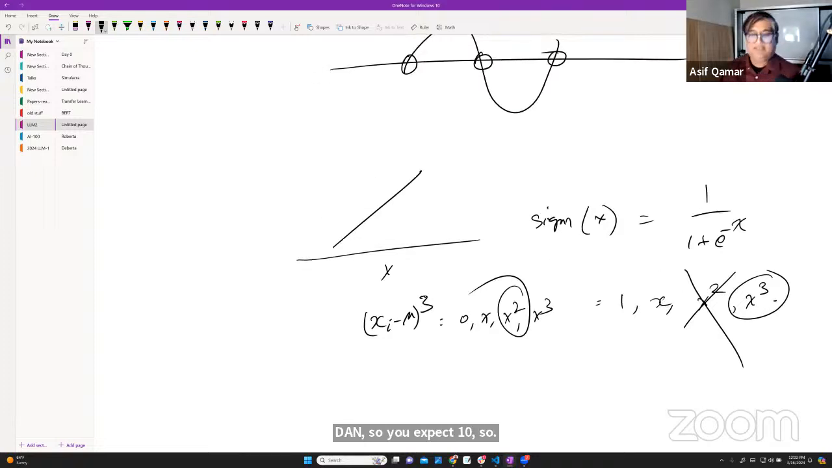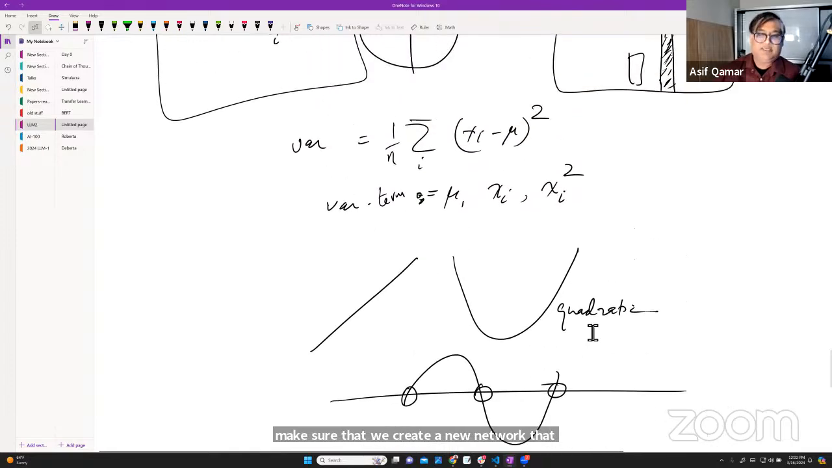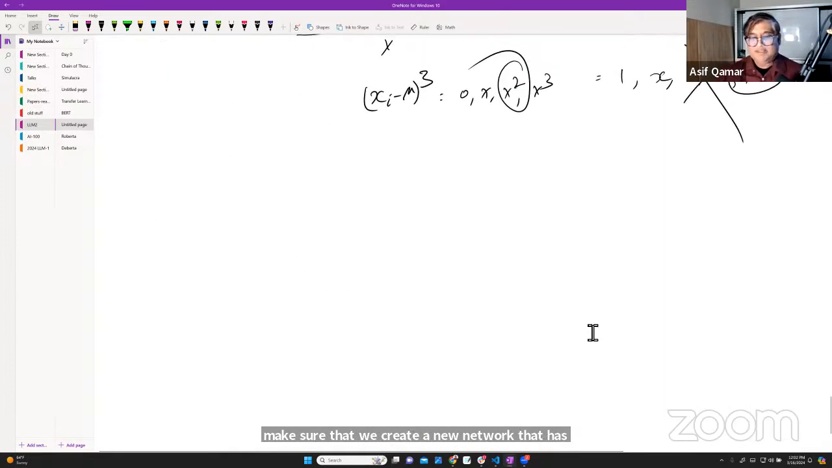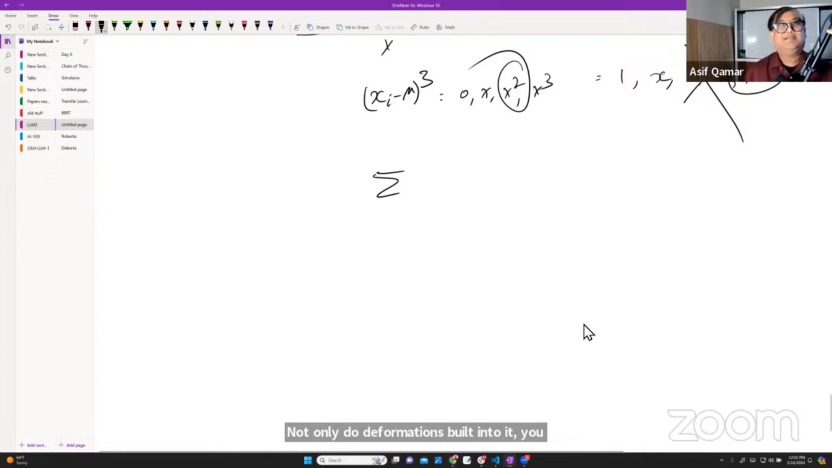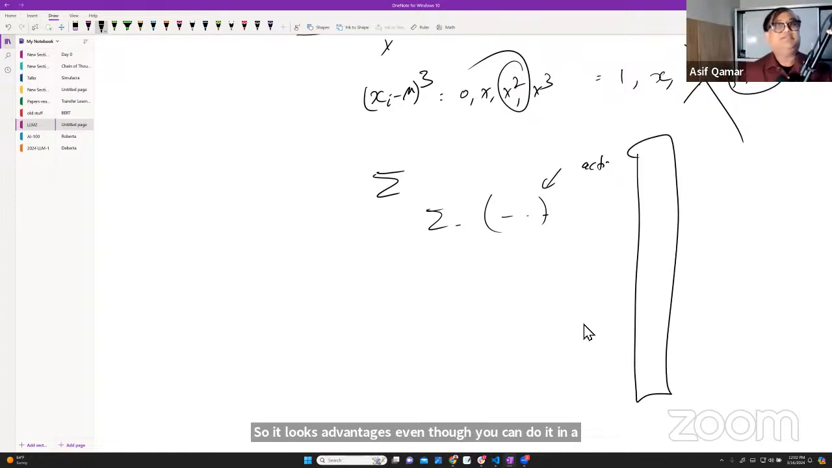And so all we need to do is make sure that we create a neural network that has deformations built into it. Not only deformations built into it, you realize that there are summations going on, right? First, you need a deformation of each of the inputs, that you can do with the activation. Then there is a summation going on. The summation can only happen in the next layer, right? So even though you can do it in a single layer, it looks more efficient to use at least 2 layers to create this neural network, to make it a multi-layer perceptron for that reason, right? And that is what I did.